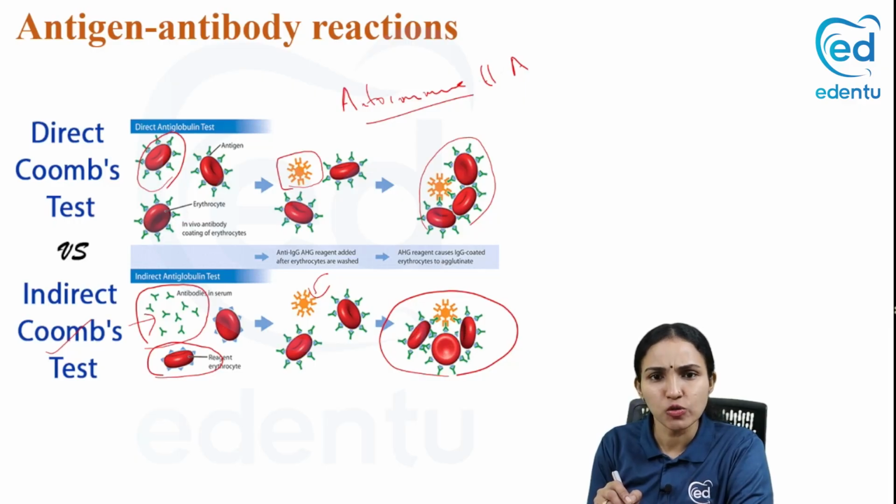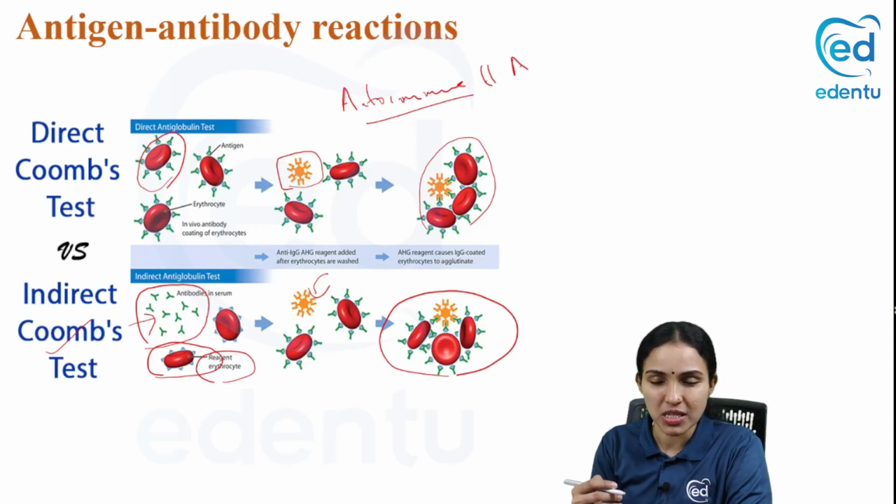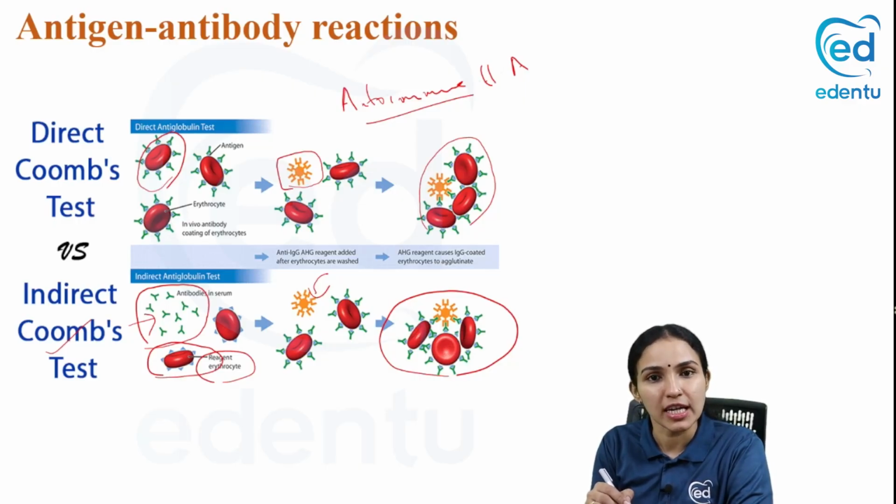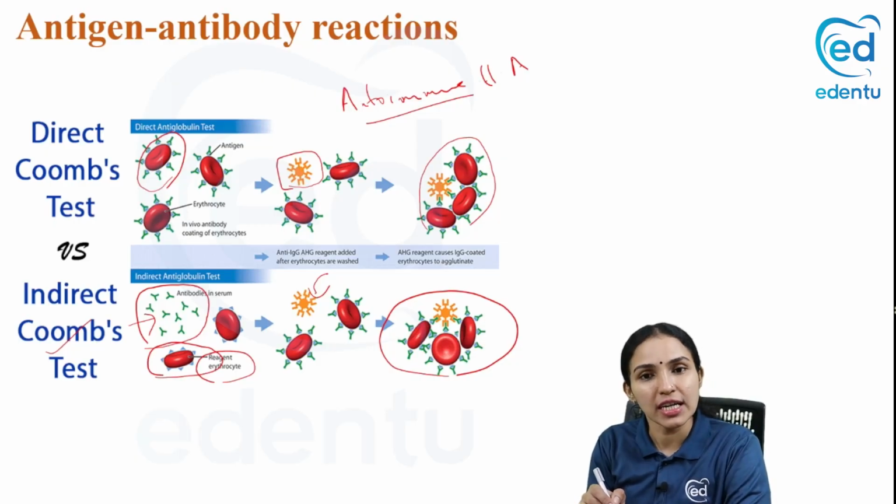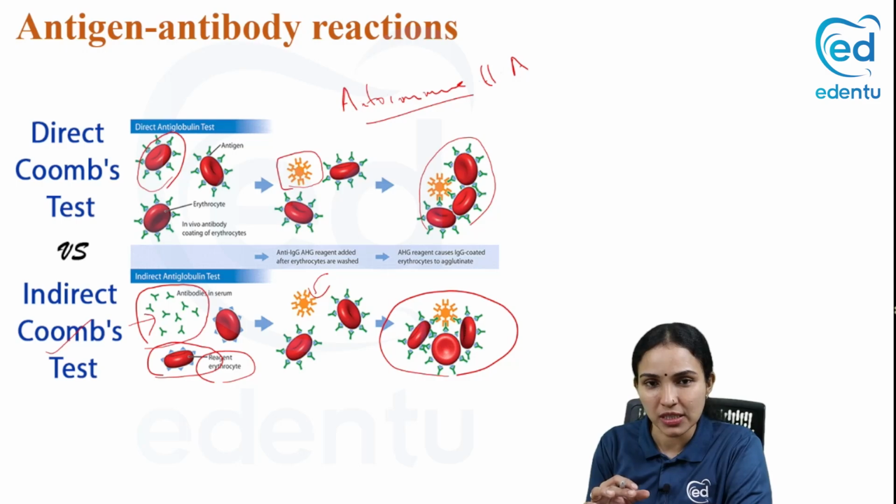Why is it the indirect Coombs test? Here we are adding the reagent RBCs. In the direct Coombs test, you are just taking the patient's RBCs. Here we are adding the reagent RBCs and the patient's serum, to find out whether anti-Rh antibodies are present in the patient's serum. So this is called the indirect Coombs test. Both these tests are done as a tube agglutination method so that you can visualize them very well.